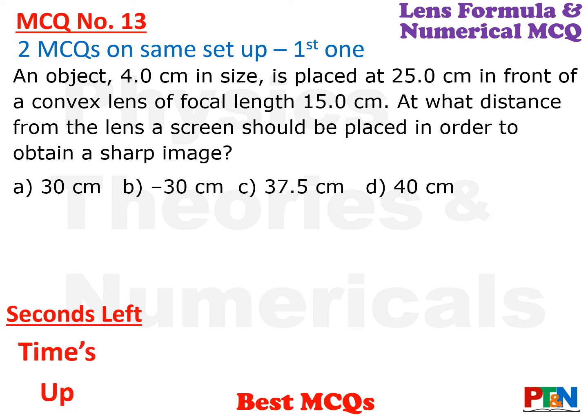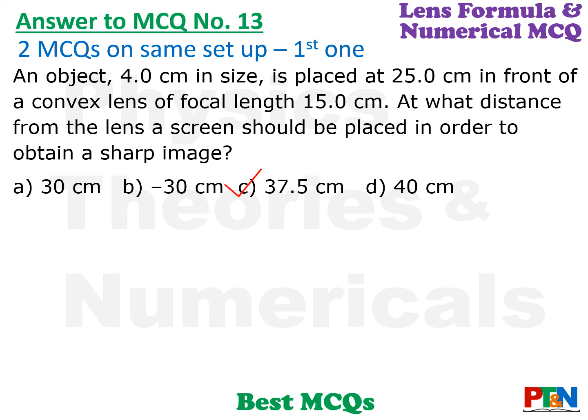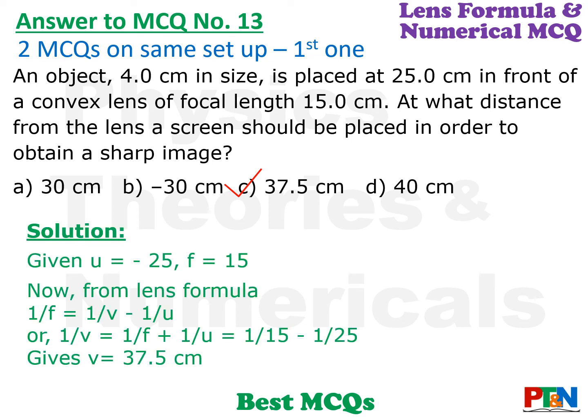Time's up. Let's see the answer. The answer is 37.5. Let's have a look at the calculation. Again, take the values with appropriate sign, put it in formula, get the value. U is minus 25 centimeter, U is always negative. Convex lens, F is positive, that is 15 centimeter.